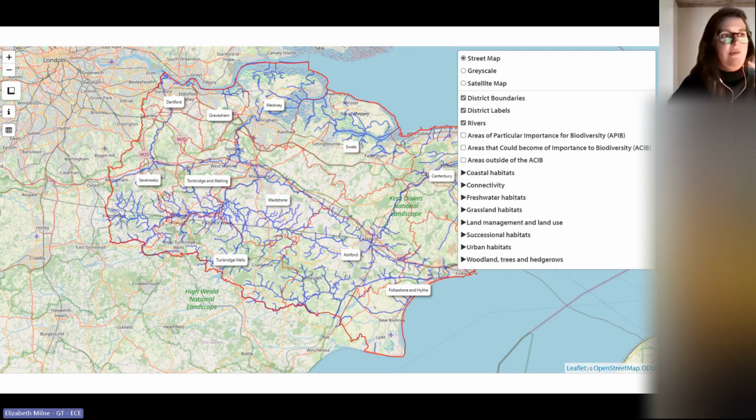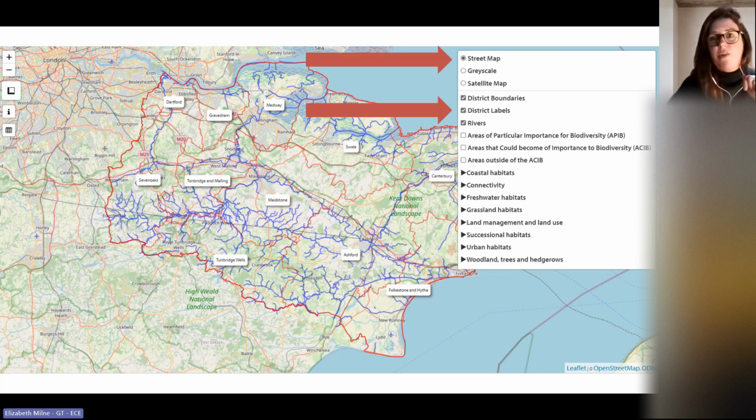So there are a number of different functions that allow you to customise the map to your preference. So first of all, you can select your preferred baseline map. So you can have either street map, which is what we have here, grayscale, or you could view it from a satellite map. So you can view it from pictures. Street map is the default view that comes up. Then you're also able to select whether you want to view the district boundaries, the labels for the districts, and also whether you want to include or not the rivers network. Again, the default is for all of those to be turned on.